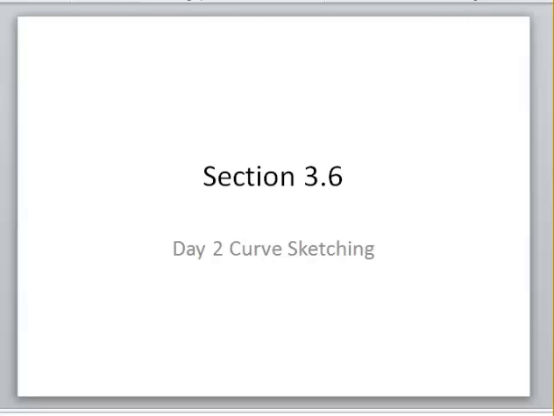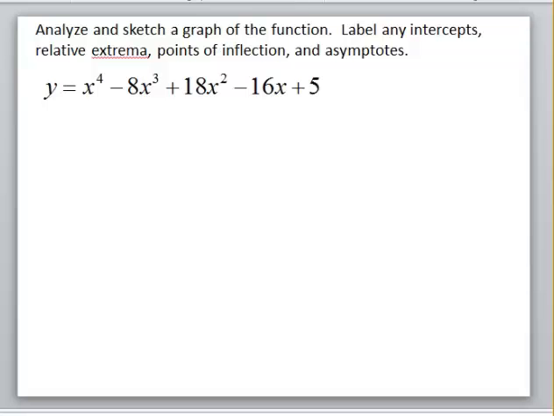Today is the second day of curve sketching, so that's what we're going to get ready to do. We're going to analyze this graph in all the different ways that we've learned. What makes this most difficult is dealing with the idea of the x to the fourth power and then solving for that. So we're going to jump right into this. And I'm going to skip over finding the intercepts at this point in time because it is an x to the fourth.